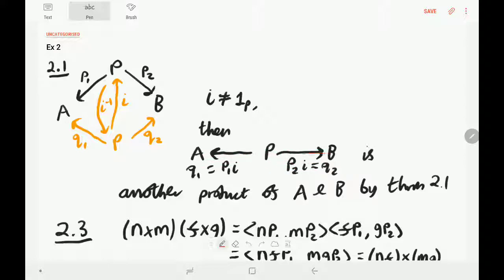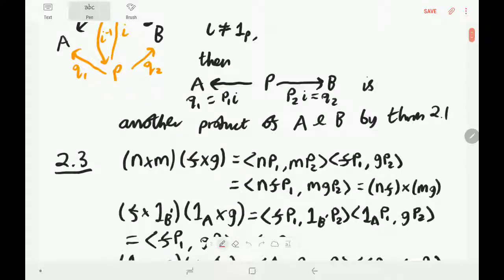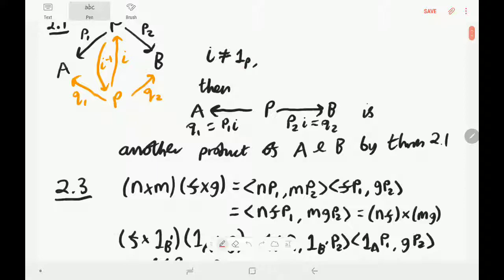Q1 equals P1 after I and Q2 equals P2 after I, then we have these other projections from P which are forming a product of A and B, and of course Q1 is not going to be equal to P1 and Q2 is not going to be equal to P2 because I is not an identity isomorphism. Okay, because if these projections were equal, then we could show that I was identity.